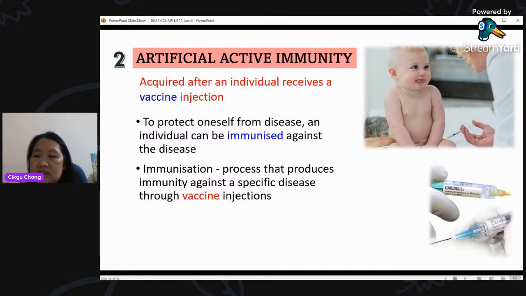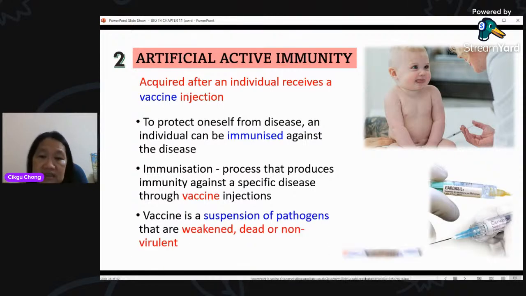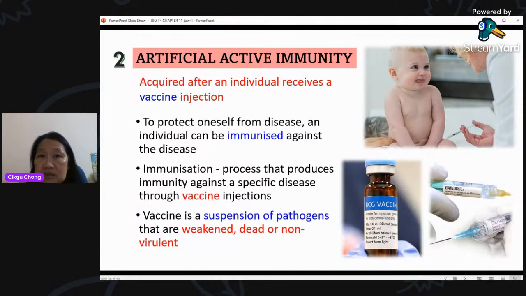You have these needles here and the vaccine. Now you will see this vaccine comes in small bottles.